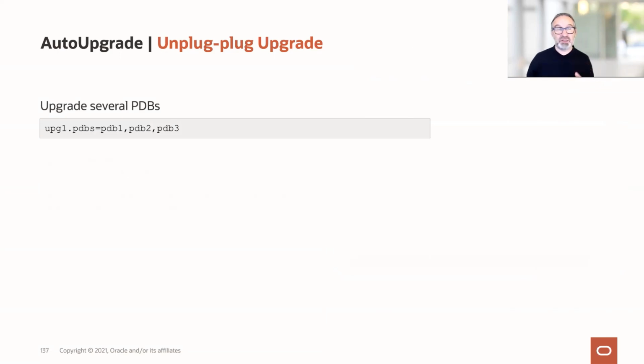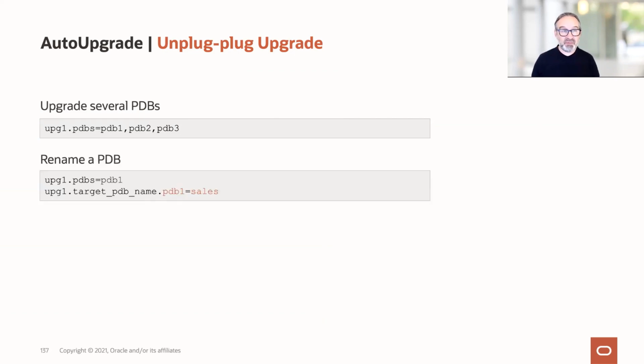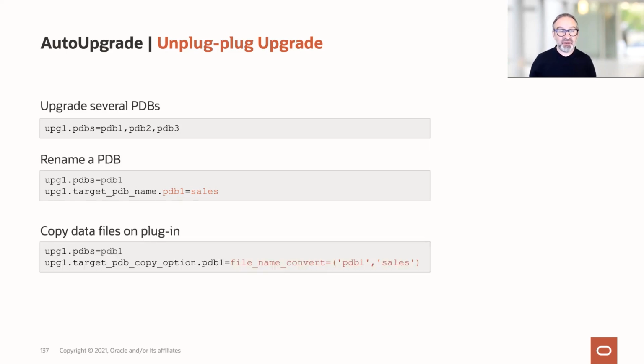So if we want more PDBs, as I said before, we just use a comma separated list. If you would like to rename the PDB, you would use target PDB name, and now we have the sub attribute dot PDB1, which is the PDB name of the source. And I rename it here into sales. And I do basically the same thing if I want to use the copy option for certain PDBs. So copy option dot PDB1, file name convert, and so on. And for various PDBs, I would just use various entries here.